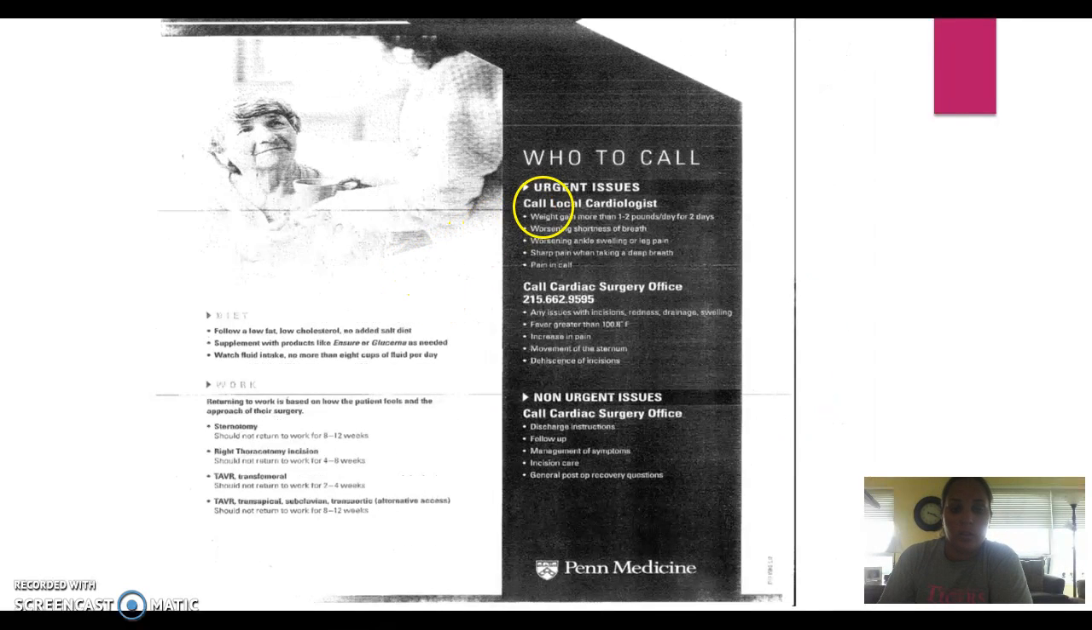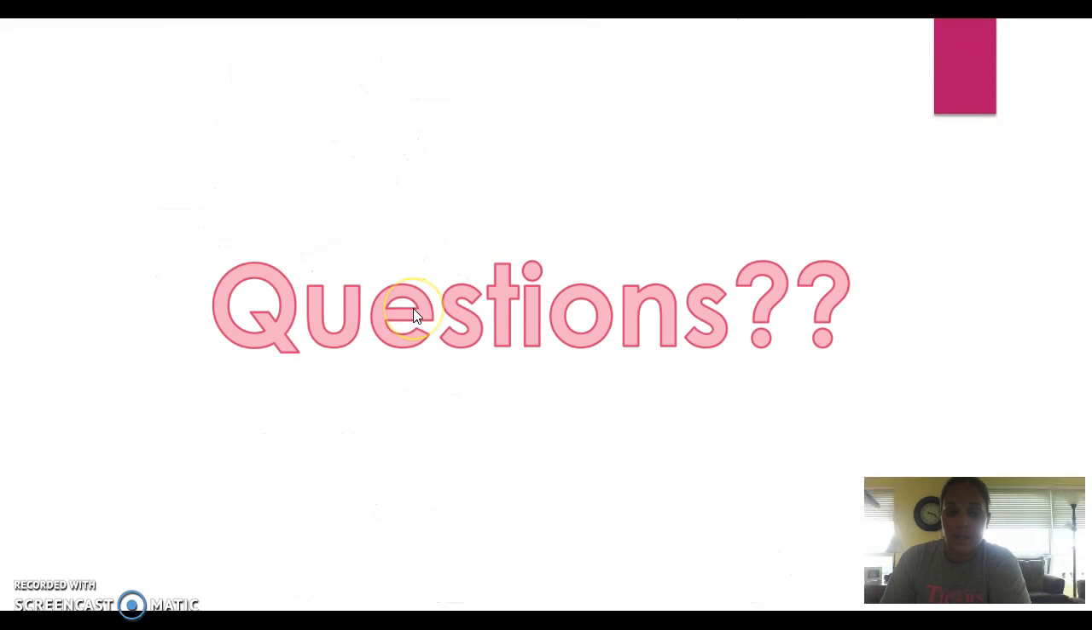This is also a good handout to have for home care patients. For urgent issues, they need to know who to call, the local cardiologist or the cardiac surgery office, and the phone number is provided. Any questions or concerns?